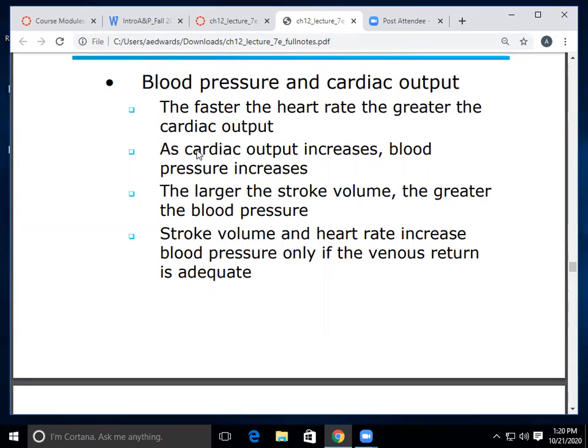So how's blood pressure related to cardiac output? Well, the faster your heart is beating, the more cardiac output you have. It should make sense. More beats, more squeezing, so you get more blood being moved. Increase the cardiac output, that's also going to increase your blood pressure. The higher your stroke volume is, the higher your blood pressure is going to be.